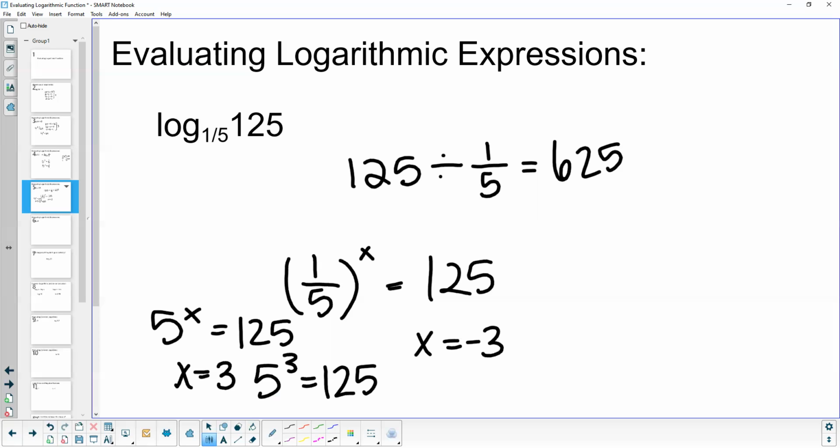So 1/5 to the power of -3 is going to be 125. That's what we're looking for. And we can see that that is the case because we need to take that 125 and we actually need to divide it by a 1/5, or multiply it by 5, which is the opposite of what we were doing before. So that's kind of how we can evaluate those.